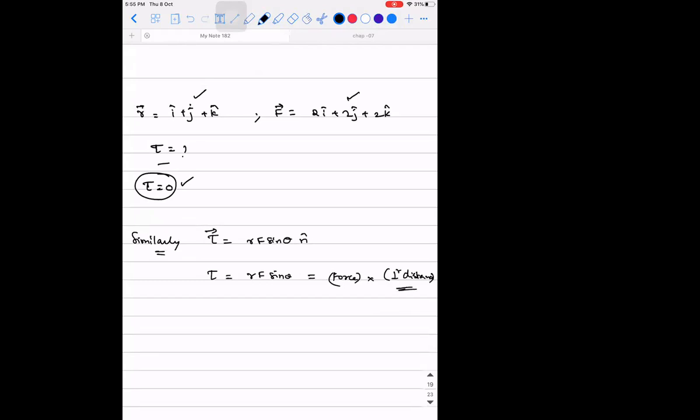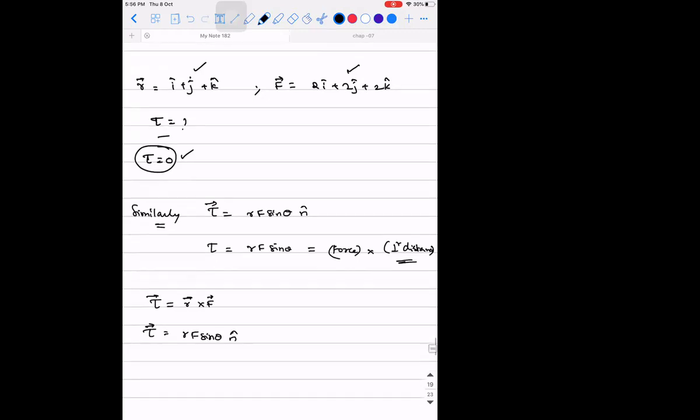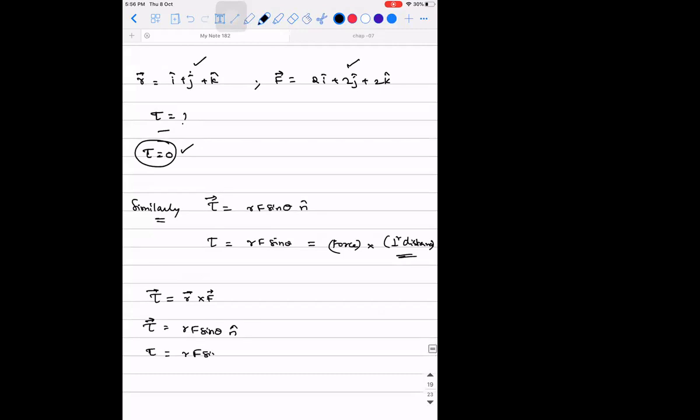Okay. So there are different formulae for torque. Torque vector can be written as R vector cross F vector, or torque vector can be written as Rf sin theta n cap. Similarly, torque can also be written as Rf sin theta. So observe the difference, okay? The first two I've written in vector form, the third one I've written in the scalar form. Here, this is read as into, don't read it as cross, because for scalar quantities you read it as into, for vector quantities we read it as cross.